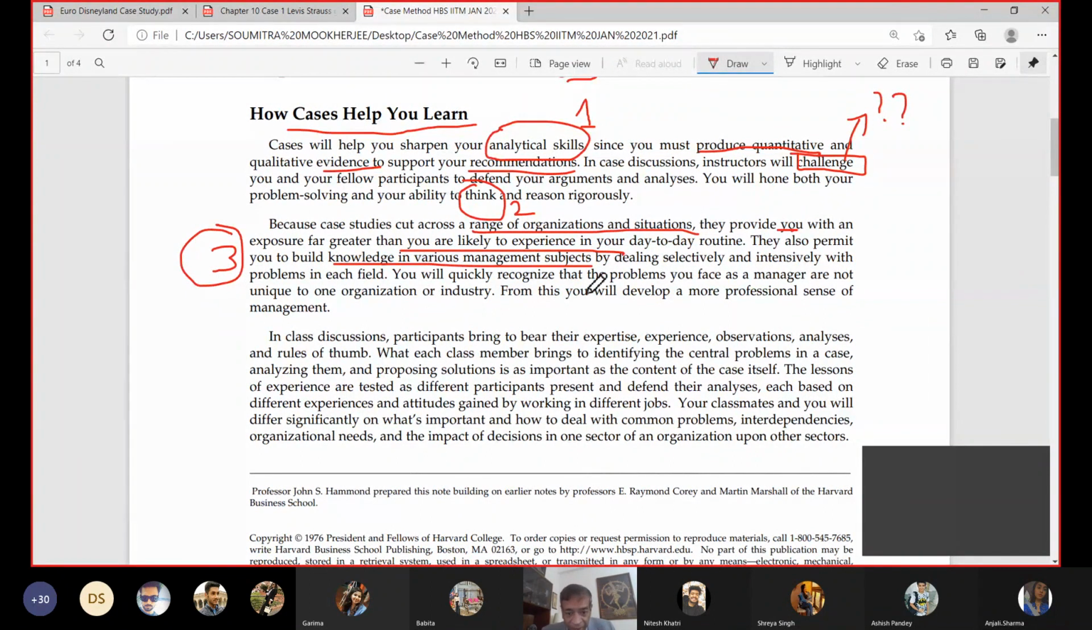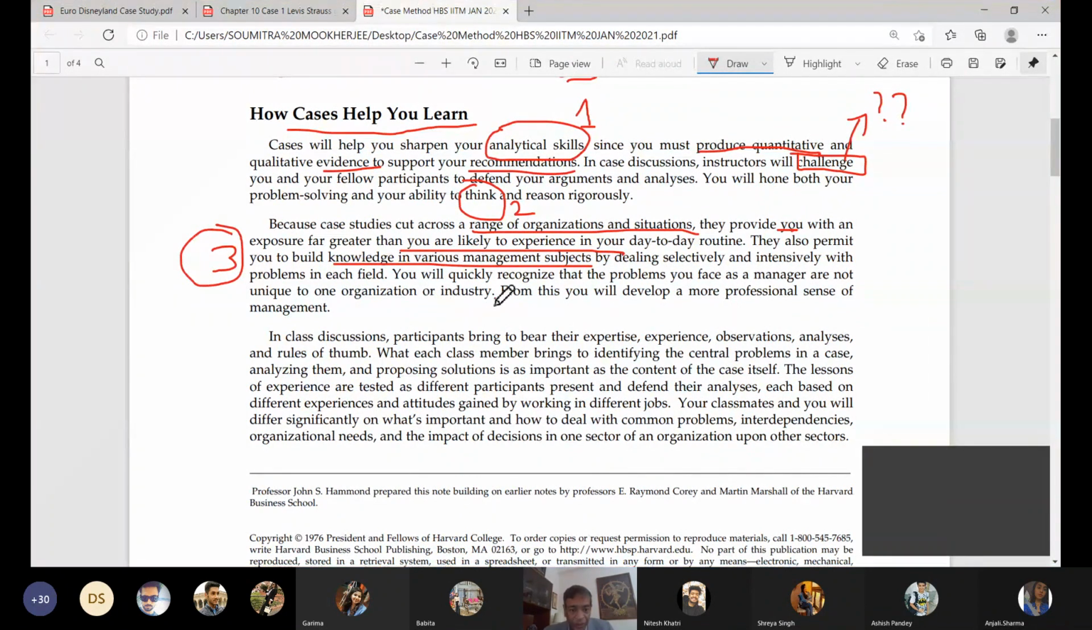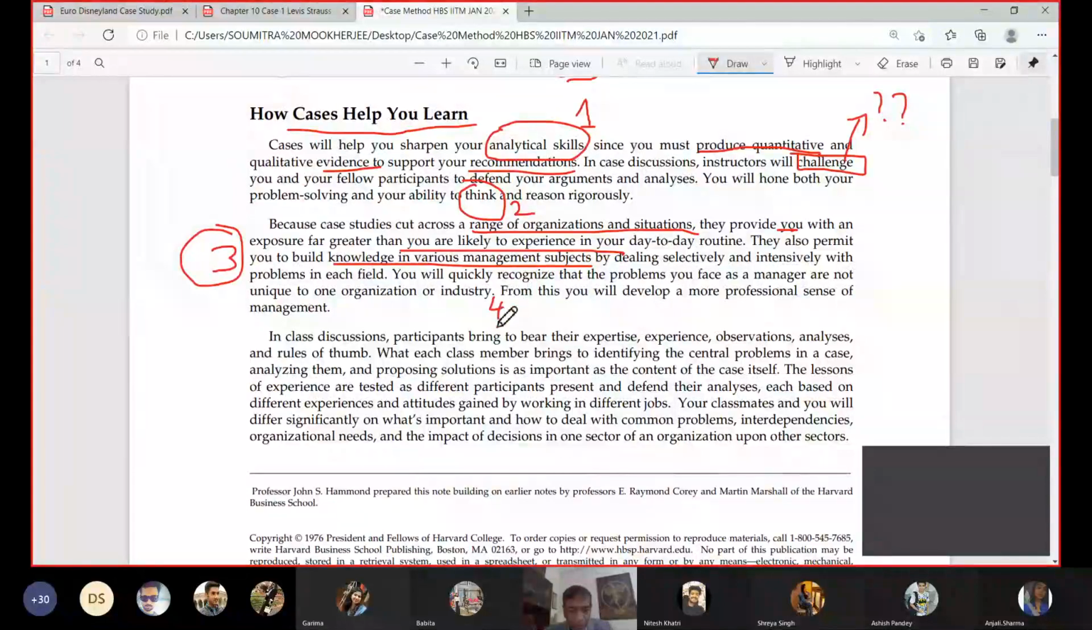Next, you will quickly recognize that the problems you face as a manager are not unique to one organization. So you look at problem analysis. Analytical skills, solution designing skills, problem identification skills, you will need to identify all. This is all what you learn in a case study. What are the problems? What could be solutions? You make a presentation, you think logically, and then it comes across diverse situations. So it's a great way of linking it to whatever you studied in your various courses.